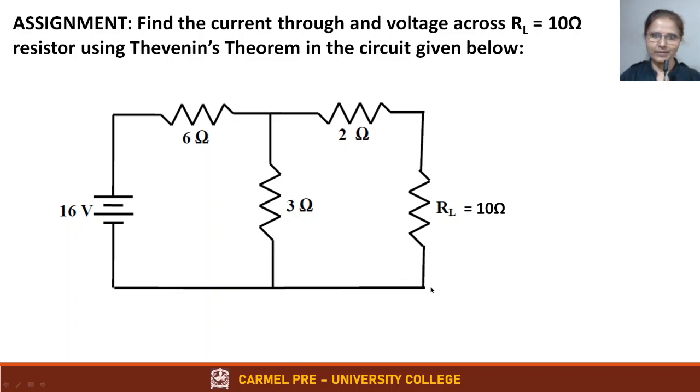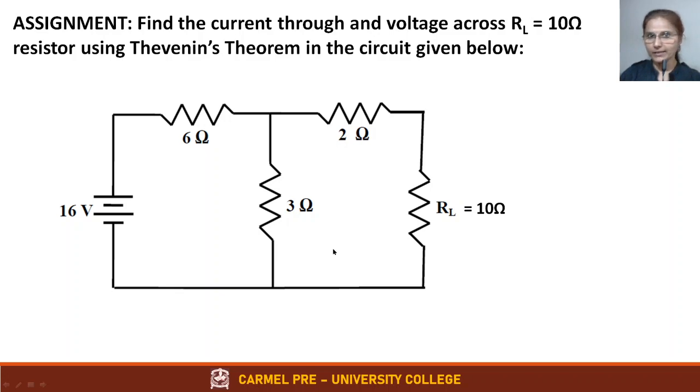So VThevenin is going to be the same as the drop across these 2 points because it is open circuited. You have to find current through 3 ohms, multiplied by 3 ohms will give you VThevenin. How to find current through 3 ohms? You have to find current in this loop. You have two resistors in series, one voltage source. 16 divided by 9, 6 plus 3, 9. 16 by 9 will give you the current. That value multiplied by 3 will give you VThevenin. So done. One calculation, VThevenin is over.